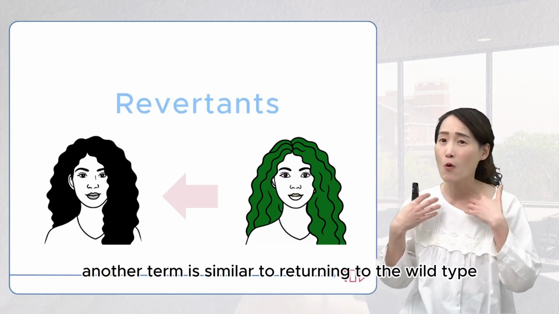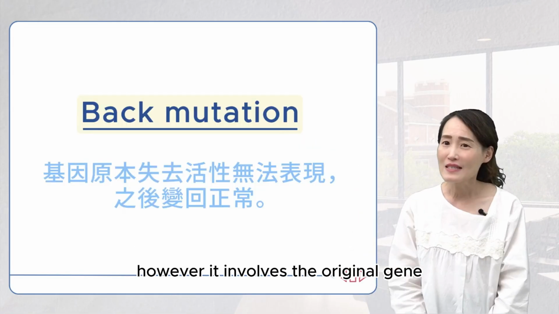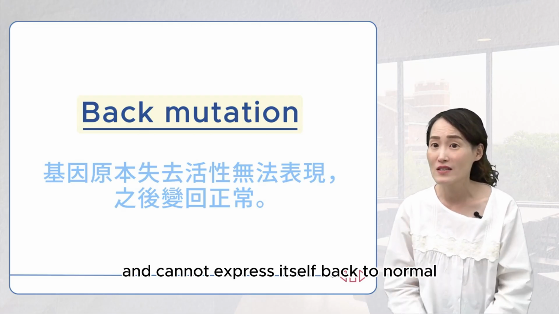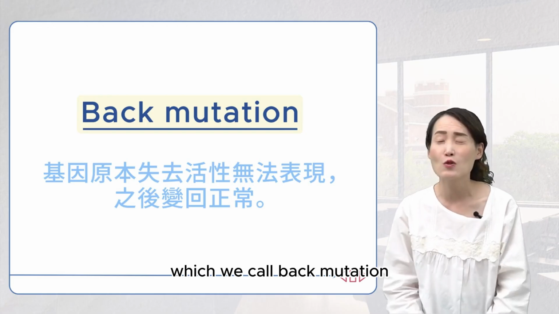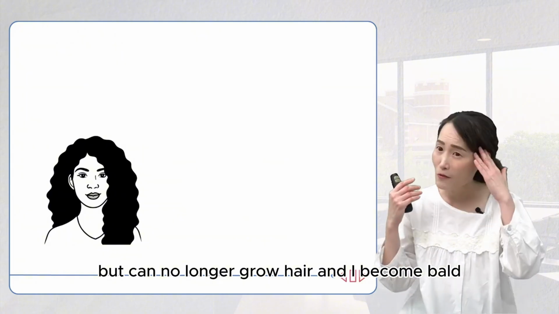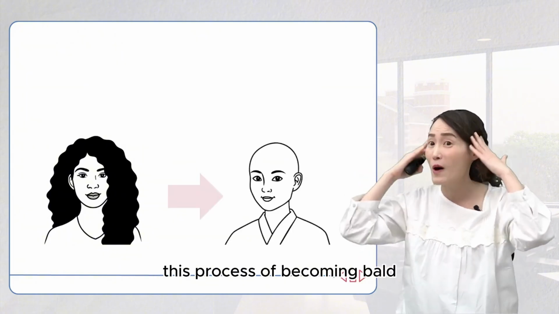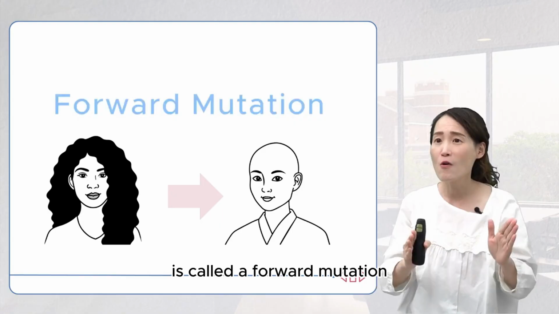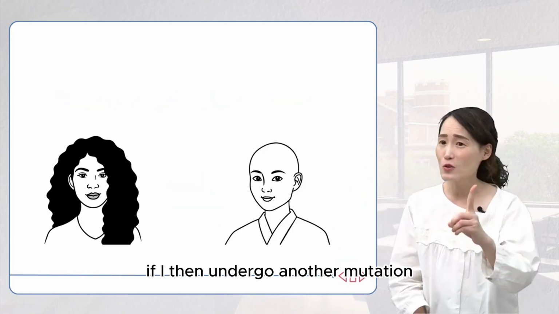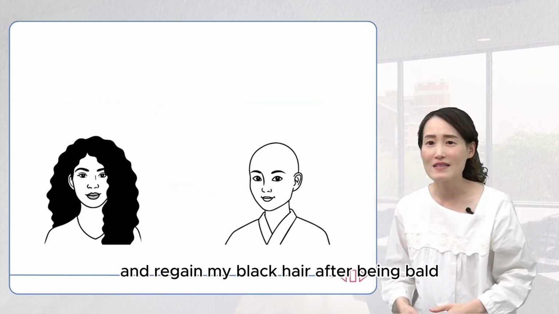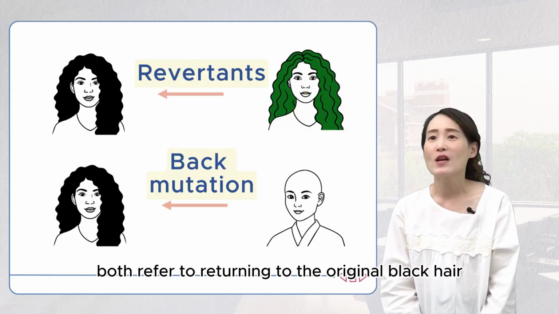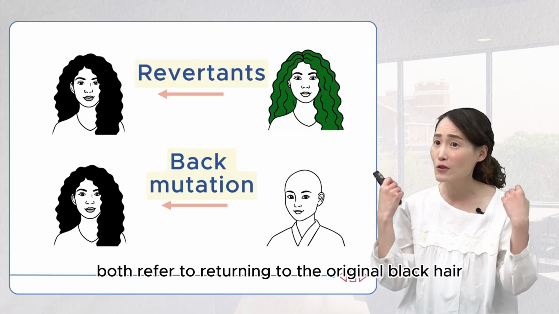Next, another term is similar to returning to the wild type. However, it involves the original gene losing its function and cannot express itself back to normal, which we call back mutation. For example, if I originally had black hair but can no longer grow hair and I become bald, this process of becoming bald is called a forward mutation, as I went from black hair to not growing hair. If I then undergo another mutation and regain my black hair after being bald, this is called a back mutation. Revertance and back mutations both refer to returning to the original black hair.